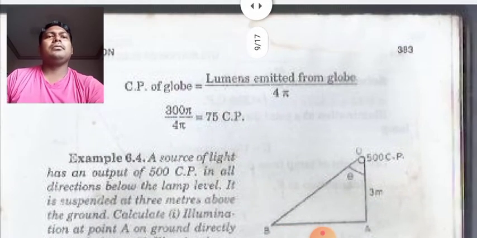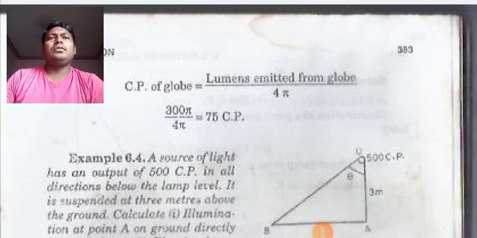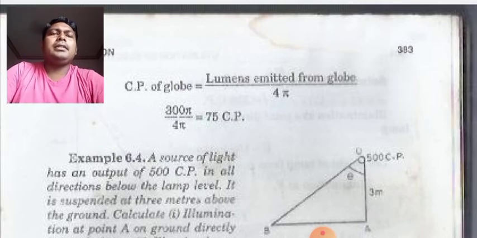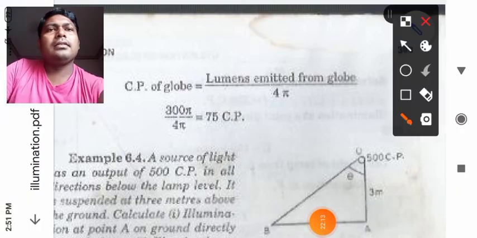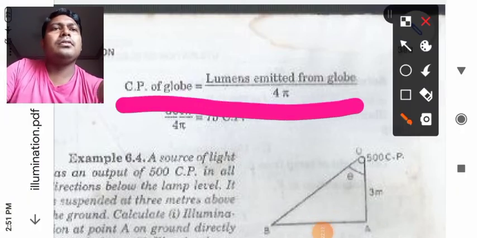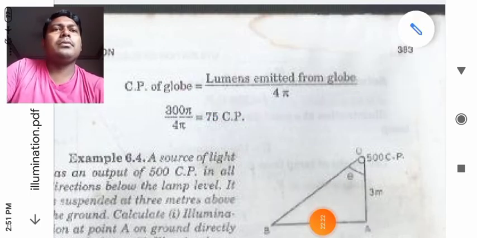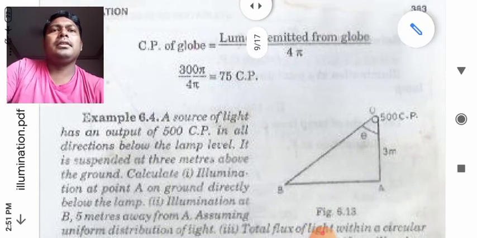Now candle power of the globe. So what will be the candle power of the globe? Candle power of the globe is equal to lumens emitted from globe divided by 4 pi. So from the formula, Cp of globe is equal to lumens emitted from the globe divided by 4 pi. We will just put the formula, and now the lumens emitted from globe is 300 pi divided by 4 pi, which will give you 75 Cp, or your candle power. Next example.